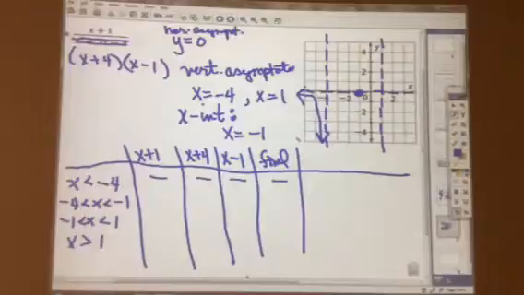Pick a number between negative 4 and negative 1. Negative 2. Negative 2 plus 1. Negative. Negative 2 plus 4. Positive. Negative 2 minus 1. Negative. Negative times positive is negative, times negative is positive. It's going to go up here and hit that point right there.